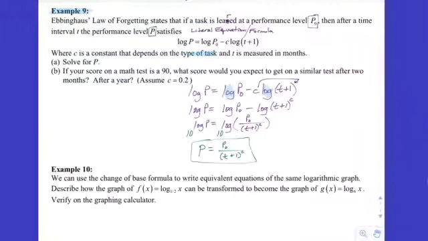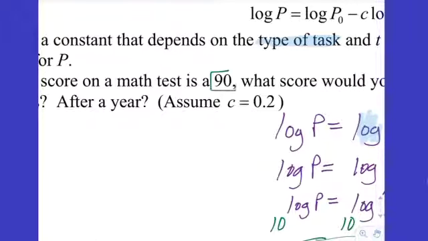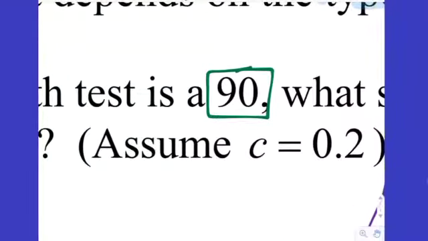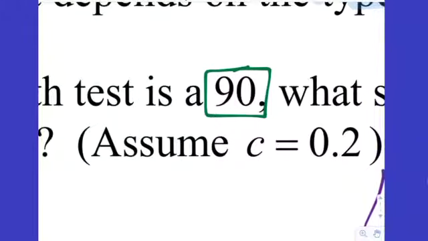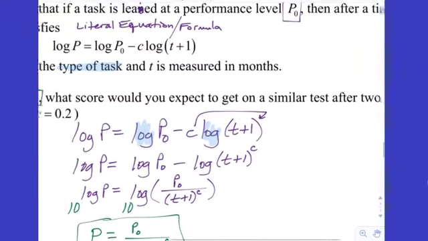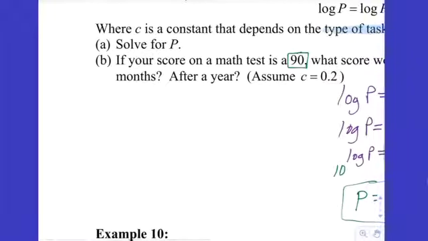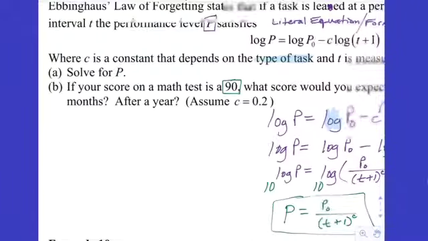Okay, so now part B. If your score on a math test is 90, then you got to ask yourself, how hard did I really study? Probably 10% less than what I should have, right? What score would you expect to get then on a similar test after 2 months or a year? Assume that C equals 0.2. I looked it up, and for learning math, C is around 0.2.